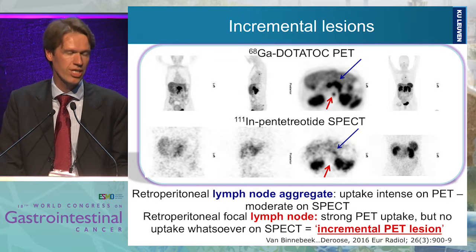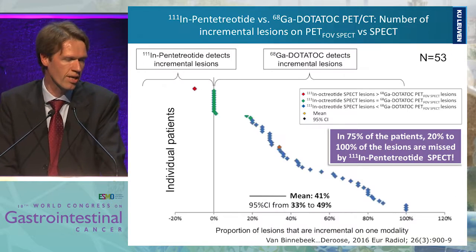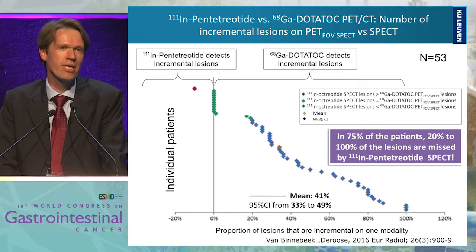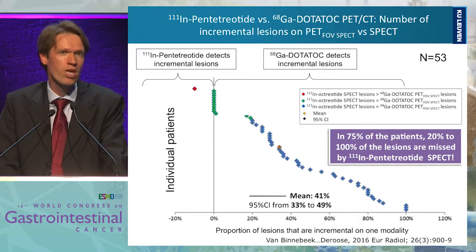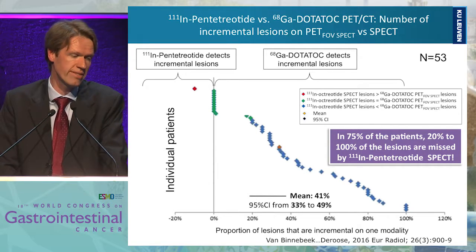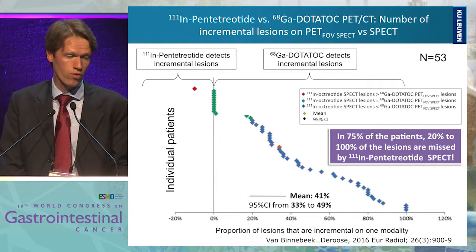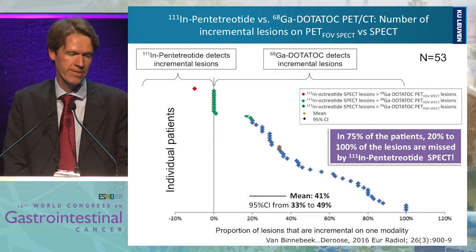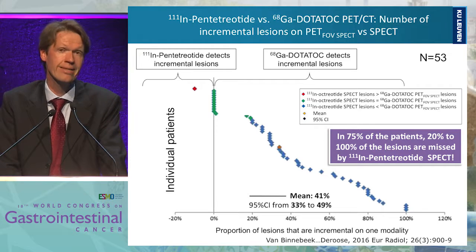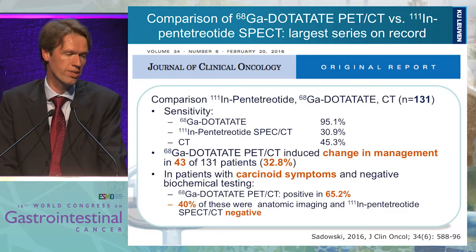This type of lesion we call an incremental PET lesion. And you see that incremental PET lesions are, on average, 40% of all the lesions. You only see them on the PET. And in 75% of the patients, 20 to 100% of the lesions are missed by indium pentetreotide SPECT, which is the best you can do with this molecule.